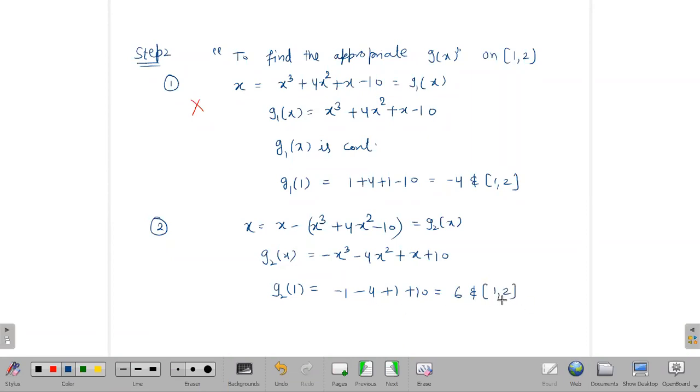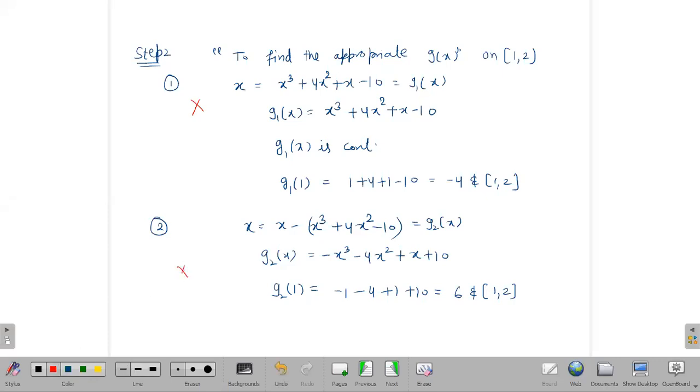Actually, this is the main condition. The second and third conditions are the main ones: it maps into itself, and the derivative should be strictly less than 1. That is the difficult part you have to find out. So the third one, again, you cannot take this. Any other g of x you can try.